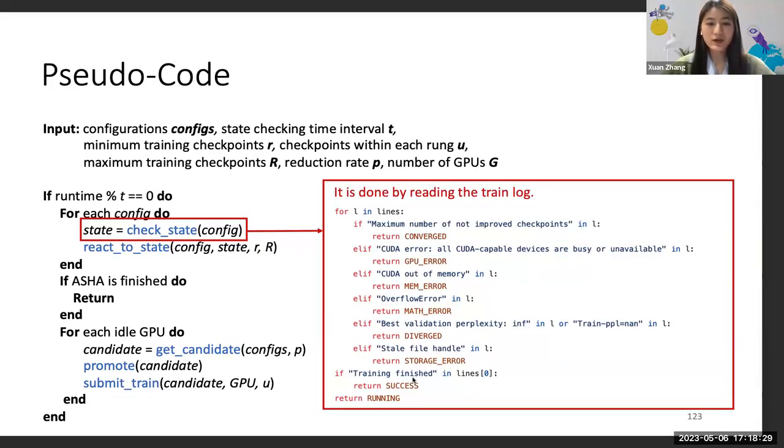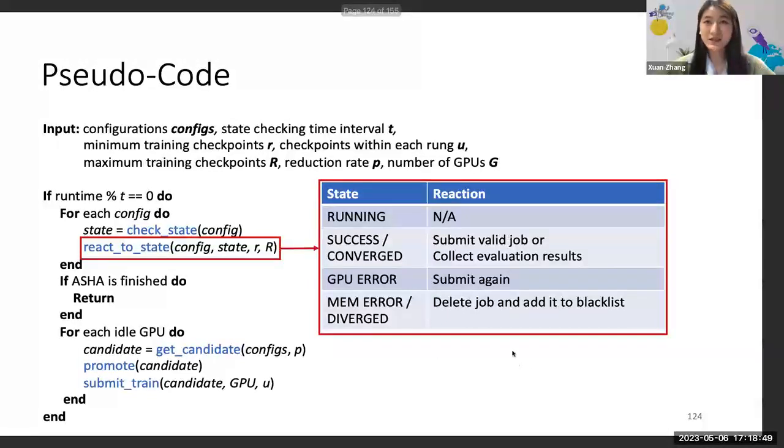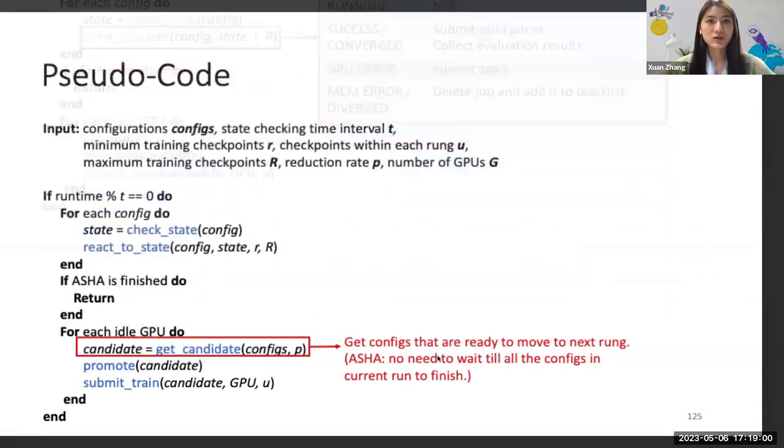Here is success, or experiencing various errors which are not uncommon, such as GPU errors and memory errors. We detect these different states and respond accordingly, either by recovering the job or terminating the job or removing the configuration entirely. So when idle GPUs are available, we identify configurations ready to advance to the next run.